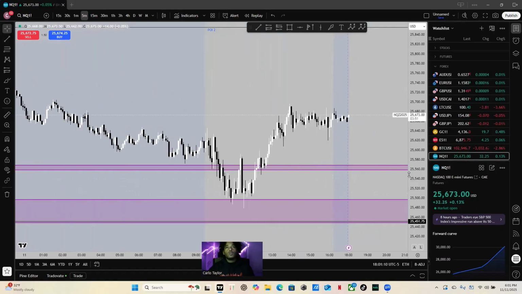All right. Now, when you get an SMT divergence, you have to first find a pair that is correlating to each other. So in this example right now, we have NQ with the ES, which is S&P 500. Now, we find the correlation in this pair, and with an SMT divergence, we're looking for either a swing low or a swing high to be taken out, okay? And then the other pair that's trading correlating to it to do the exact opposite.